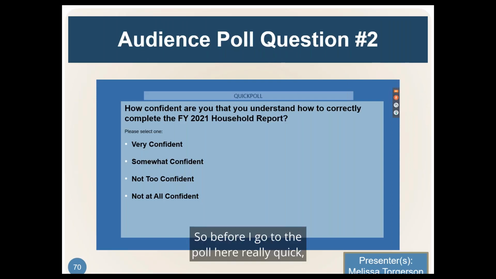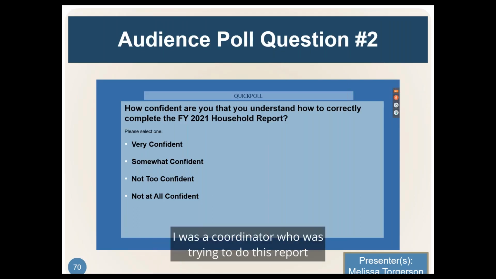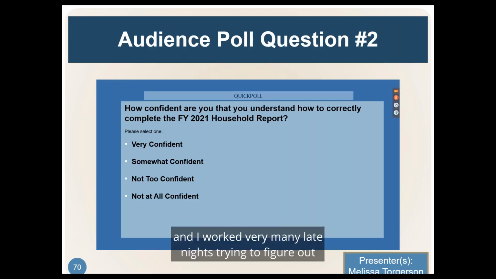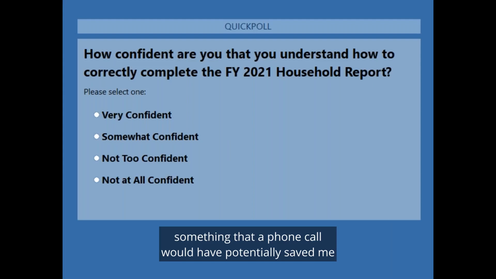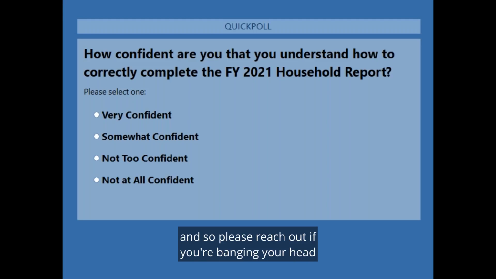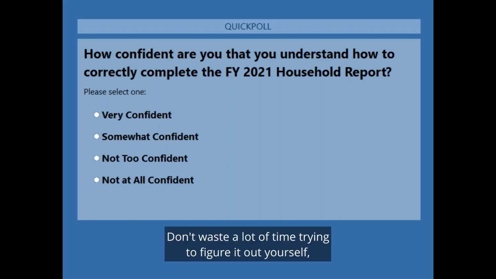So before I go to the poll here really quick, I just can't underscore this enough. I was a coordinator who was trying to do this report for several years, and I worked very many late nights trying to figure out something that a phone call would have potentially saved me a lot of time with. So please reach out if you're banging your head against a wall about something and just can't figure it out. Don't waste a lot of time trying to figure it out yourself.